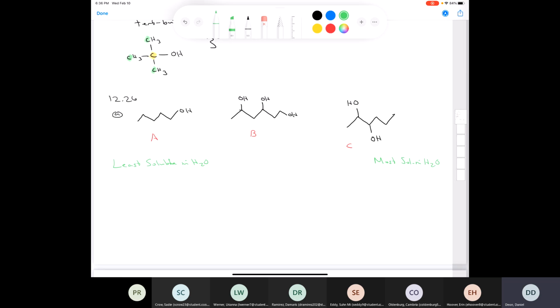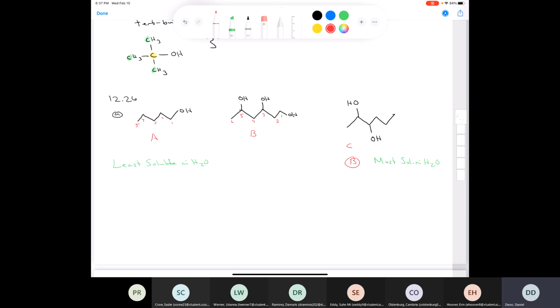Could anybody tell me which one of these would be the most soluble in water? Yeah, B is definitely going to be the most soluble, won't it? Even though it doesn't have the fewest number of carbons, A only has 5 carbons, and B and C both have 6 carbons. However, the ratio of hydroxyls, the alcohol group, to carbons is higher in B than it is in C or A. And so B is going to be the most soluble of all these.